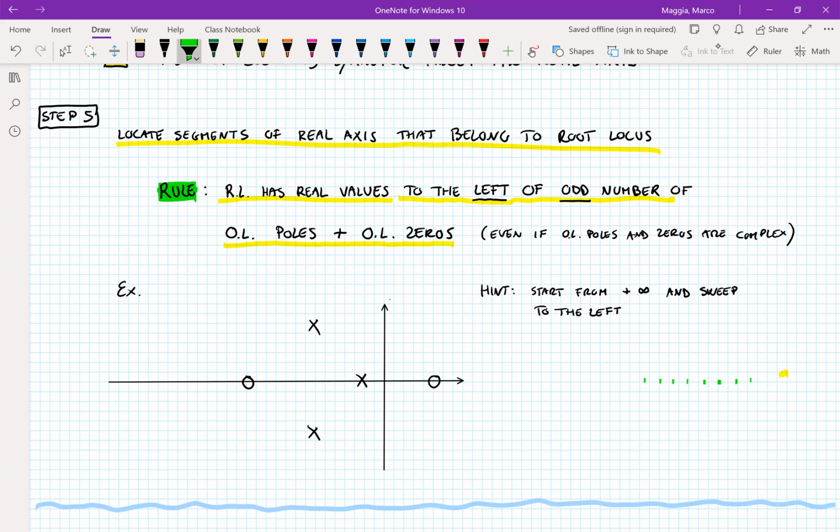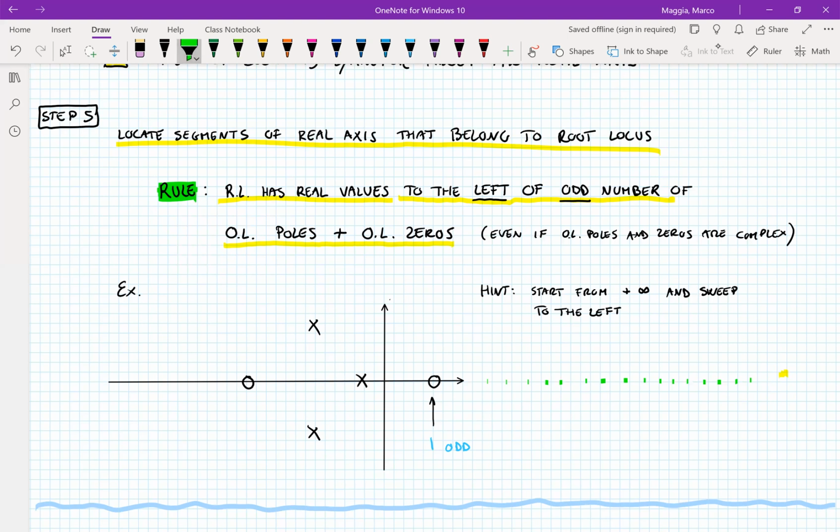So if we do so, I'm coming from far right, but I'm not encountering any open loop poles or zeros until we meet this guy here. It's an open loop zero. So what is the total number now of open loop poles plus open loop zeros? Well, it's just 1. 1 is odd. It's an odd number. So according to the rule, whatever it is to the left of it belongs to the root locus.